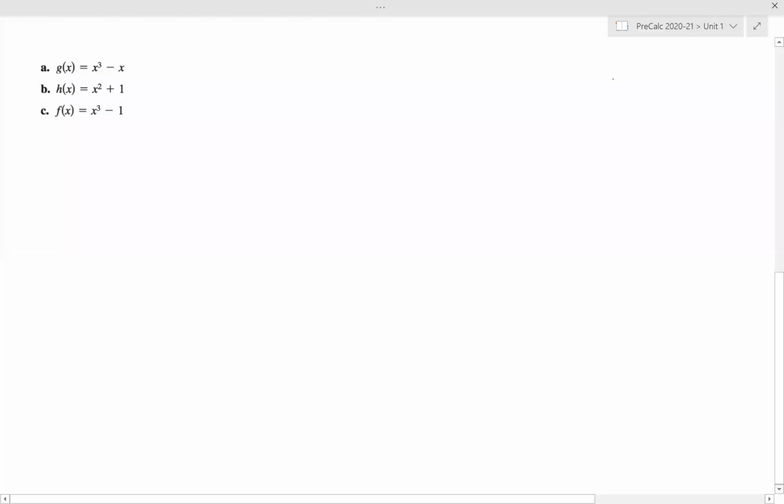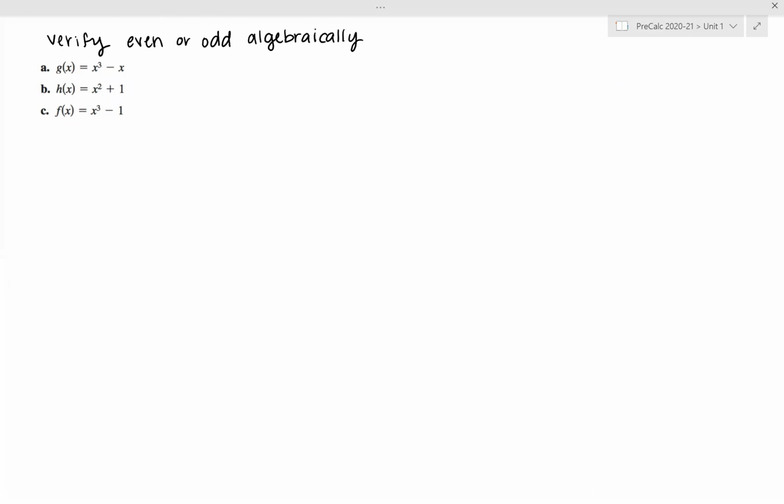Okay, in this video, we're going to talk about verifying whether a function is even or odd, and we're going to do so algebraically. Last video, we were able to determine if it's even or odd just by looking at a graph. This time, maybe we don't know what the graph looks like, and we don't want to graph it by hand. So how do we know if this function is even or odd algebraically?